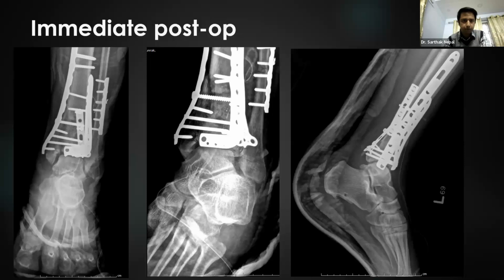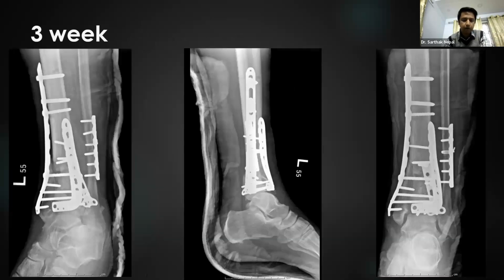This is the immediate post-op X-rays where we can see the fixation in all 3 X-rays. This is a 3-week post-op. I generally place the patient in a neutral dorsiflexion using a slab for about 2 weeks. And after the removal of the suture in 2 weeks, I start the ankle range of motion. In about 10 weeks, I tell the patient to gradually weight bear.